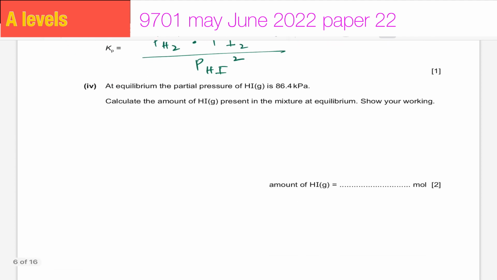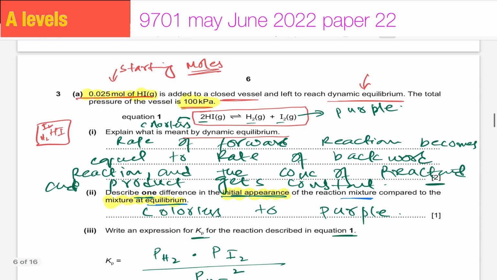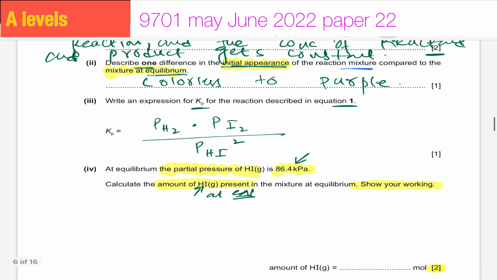Now the next part is related to calculation. At equilibrium, the partial pressure of hydrogen iodide is 86.4 kilopascals. Calculate the amount of hydrogen iodide present in the mixture at equilibrium. Show your working. Now this is a 2-mark question. We have to calculate the moles of hydrogen iodide at equilibrium, and they have given us the partial pressure of hydrogen iodide at equilibrium, and we also have the total pressure at equilibrium, which is 100 kilopascals.